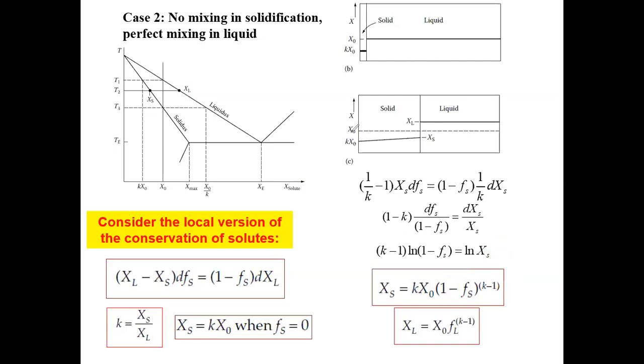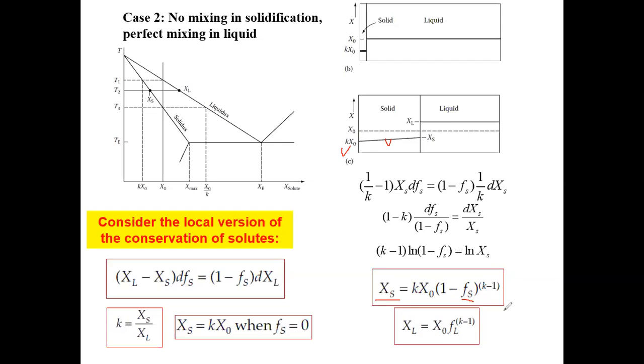So we know that this point is okay. During the process, this is okay. What's going to happen towards the end? If we keep on doing this calculation, what is the predicted value of xs when fs equals 1, which means that almost the entire bar becomes solid? Do we have any issue in there?